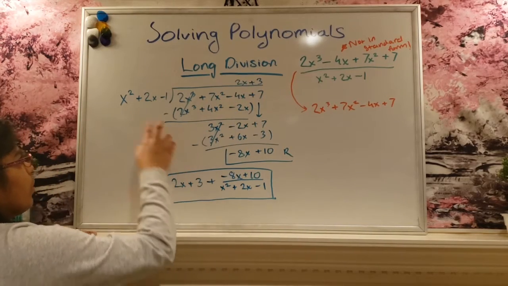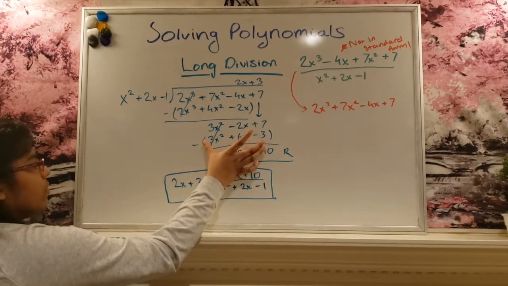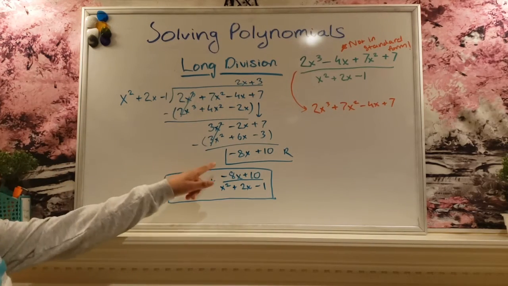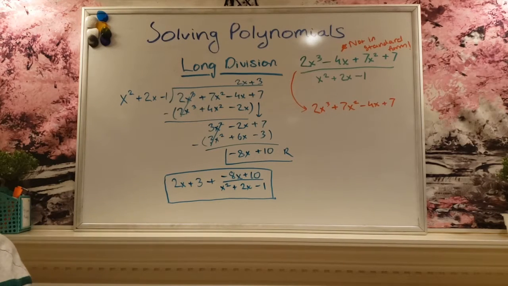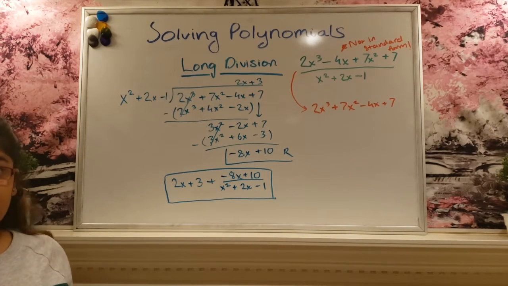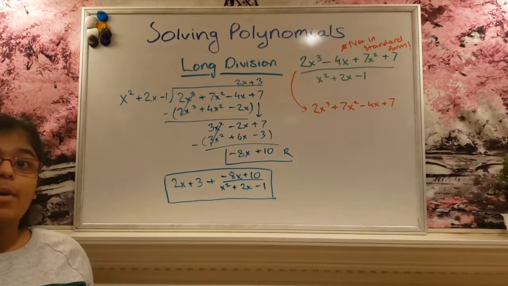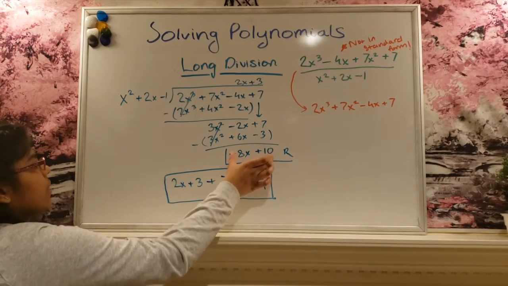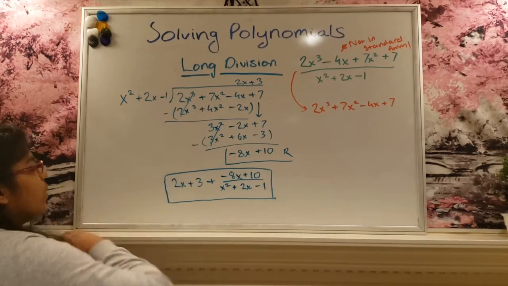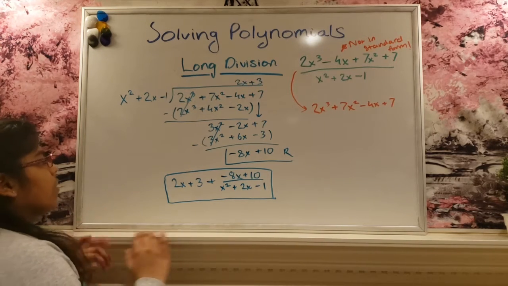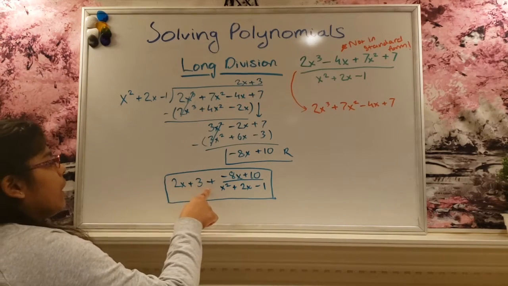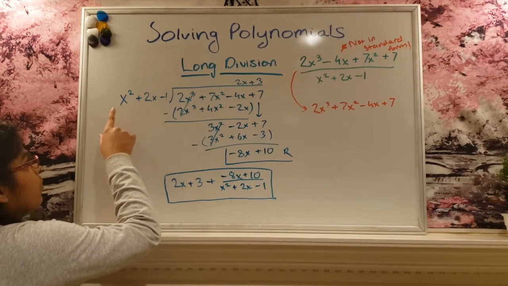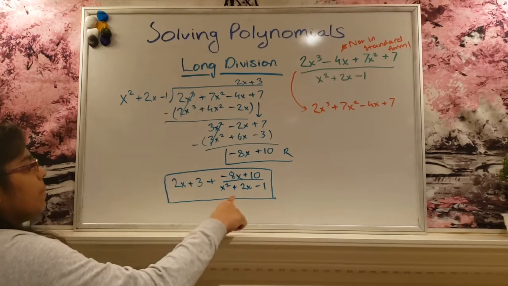We're going to multiply 3 evenly through all 3 terms, so we get this value. And when we solve, we get negative 8x plus 10. Now, negative 8x does not go into x squared, as x squared is higher than negative 8x. So this is our remainder. Now, when we are writing a remainder, we know that this is still dividing by this, but since this is lower than that, we have to write it as a fraction. So our final answer is 2x plus 3 plus negative 8x plus 10 divided by our factor, which is x squared plus 2x minus 1.